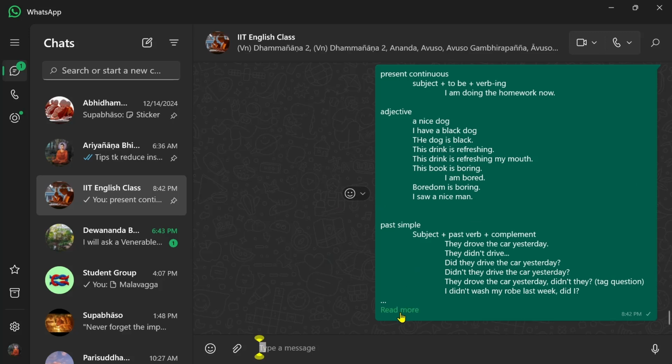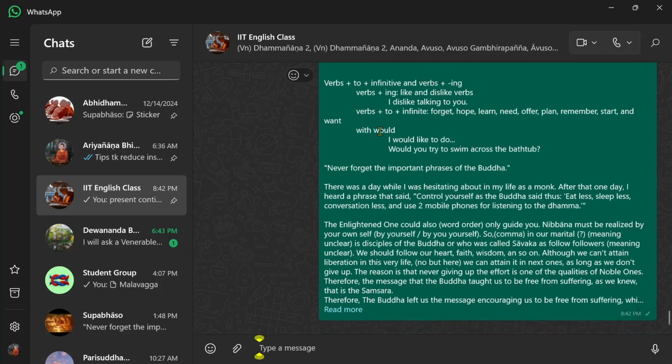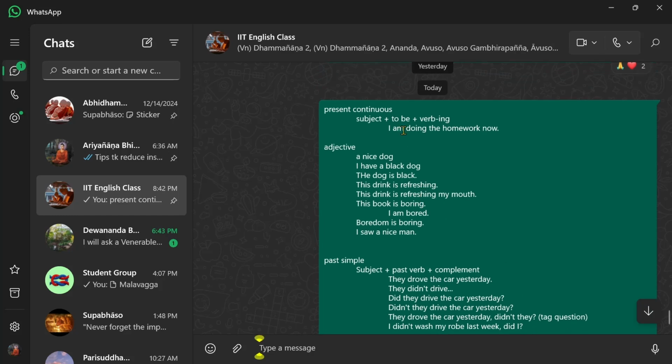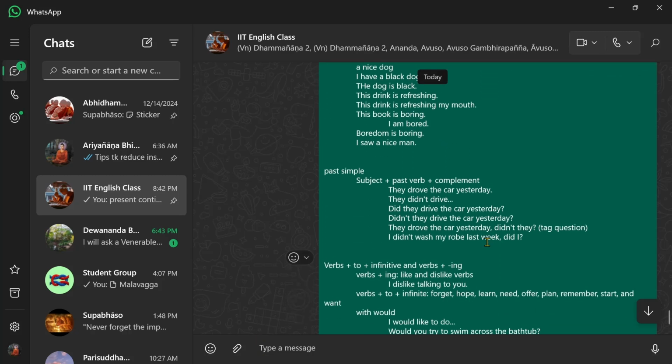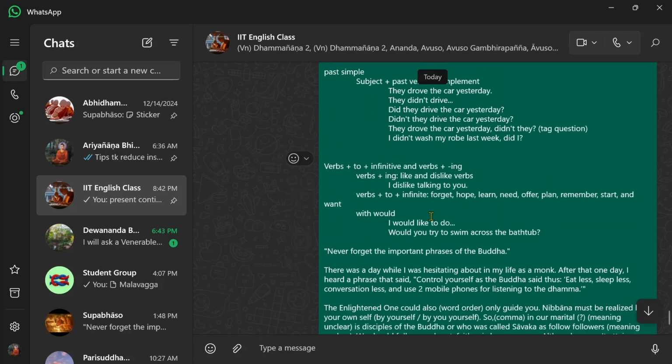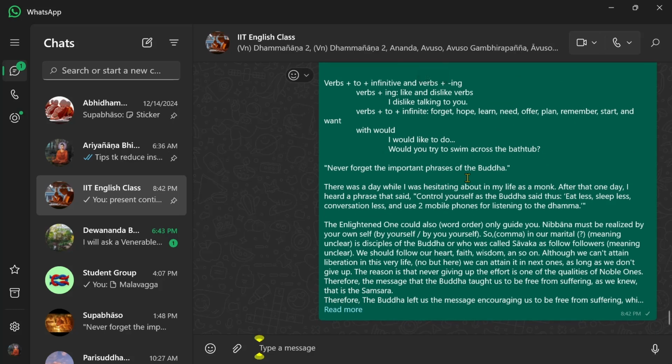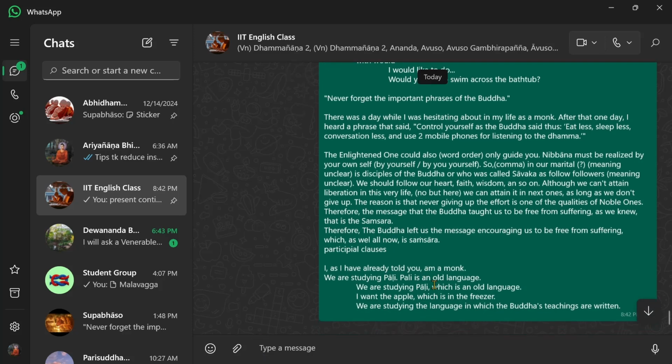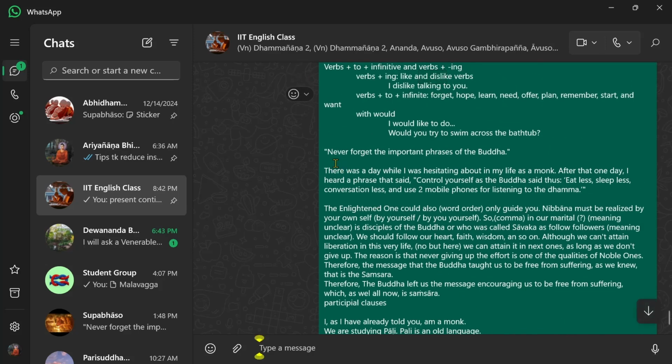IT English class. The verb want, you see? Review: "I am doing" is the present continuous. Don't mix it with the adjective, for example. This drink is refreshing. Or this book is boring. This is an adjective, not a verb. Past simple, okay. And then, okay, this is Supabhaso's text.